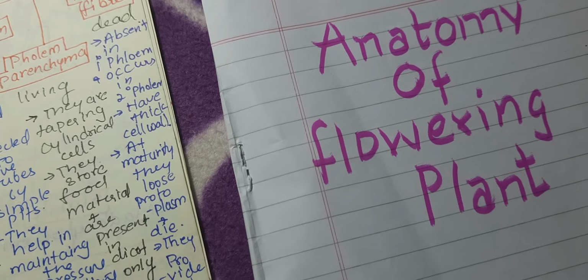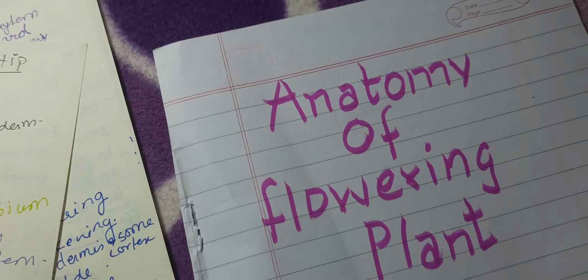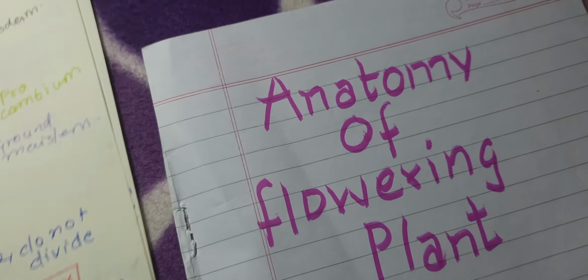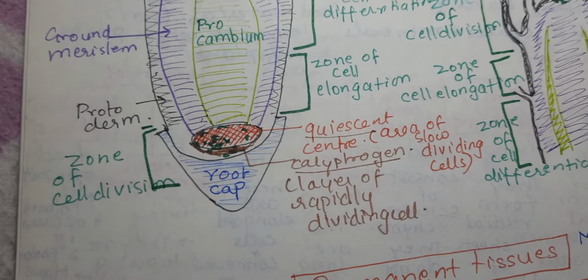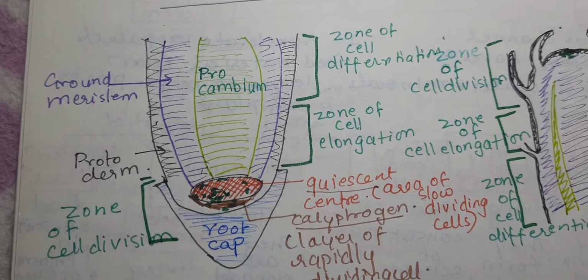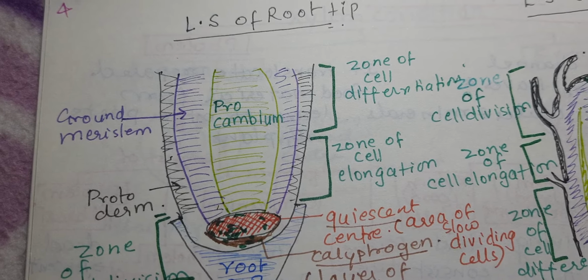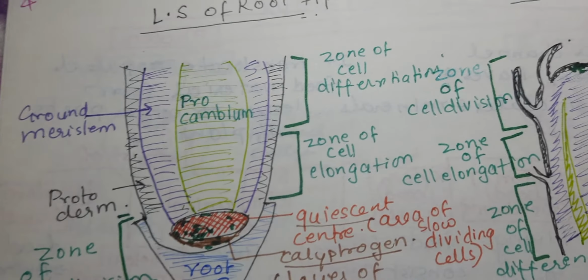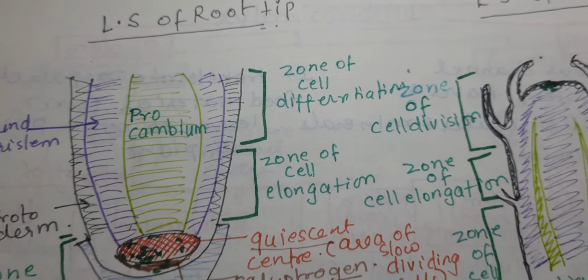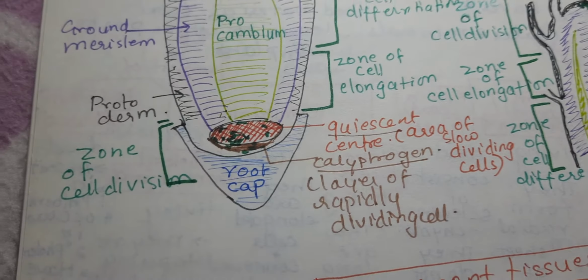Now, moving on, okay, so here we'll just go through how they are located. So you can see the root tip and the root region. So if you see three different zones are there: zone of cell differentiation, elongation, and cell division.